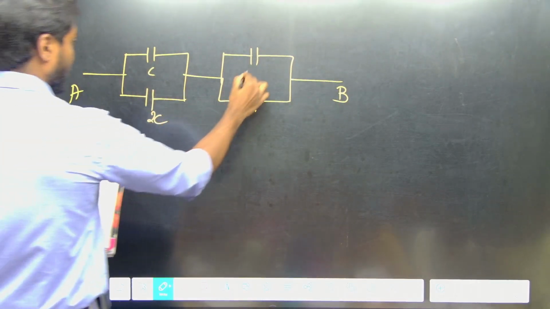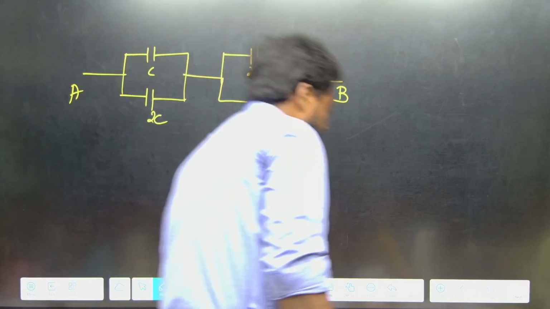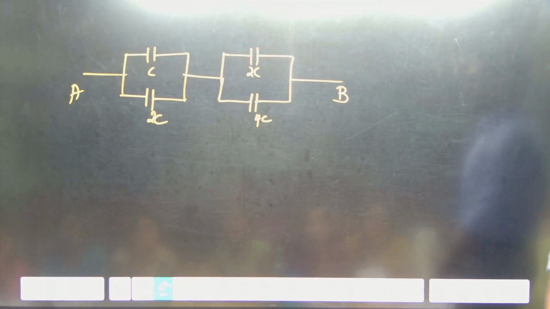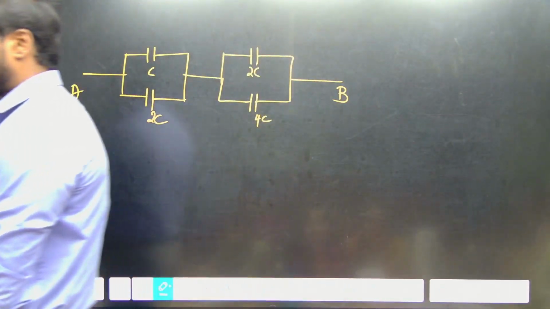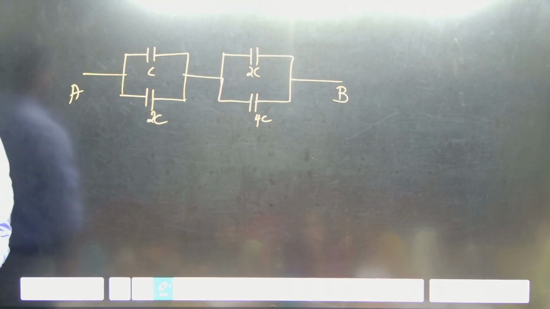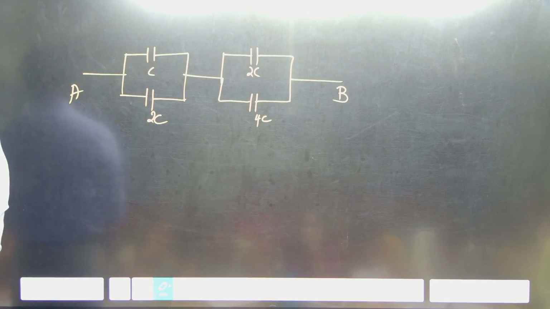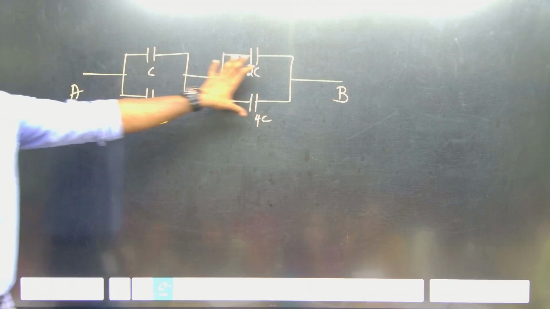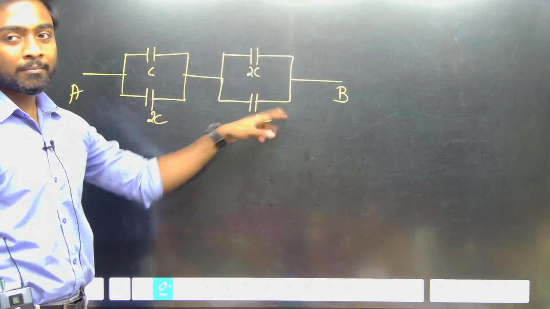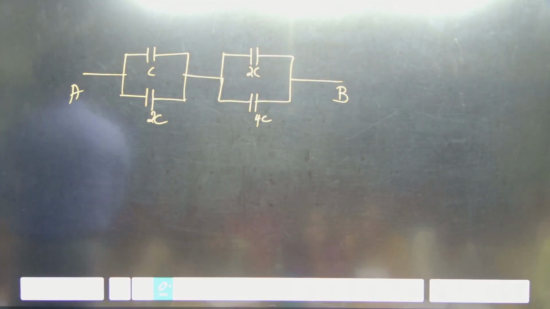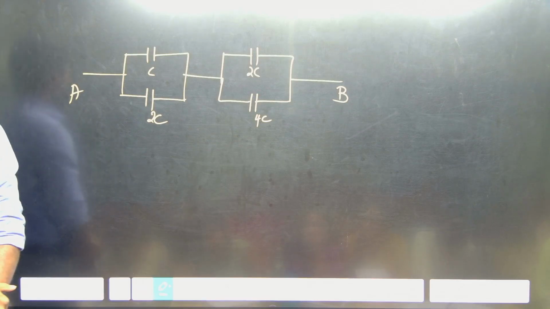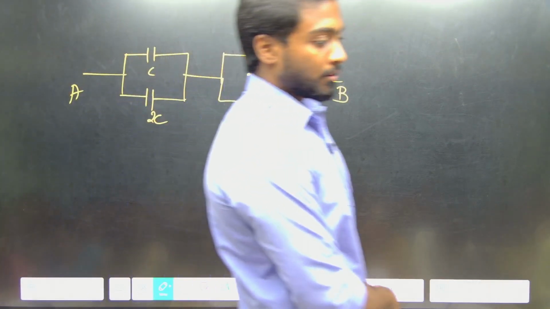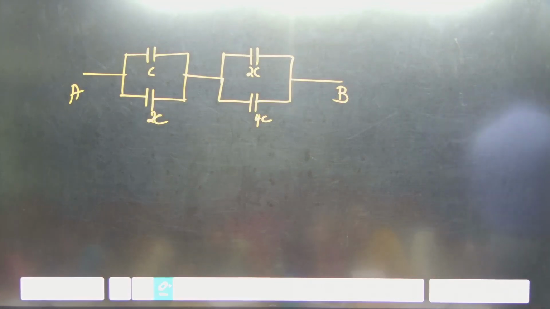C, 2C, 2C, 4C. Find out the answer for this. From A to B, I need the answer from A to B, as a single capacitor. So first two are in parallel, next two are in, again these two will become series. Get the answer. Only calculation part is left out. Calculation you do it. Try to do it. Keep eraser also. After writing, erase it, okay?